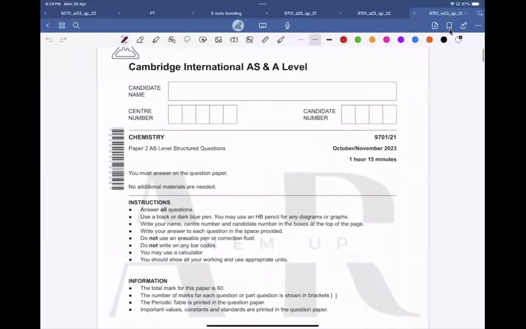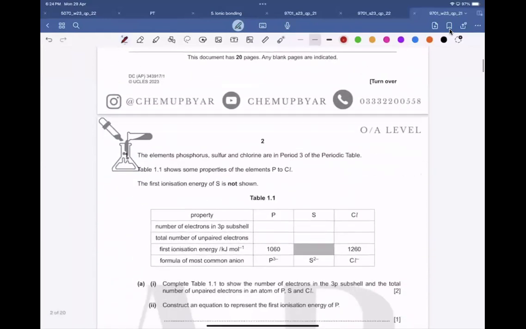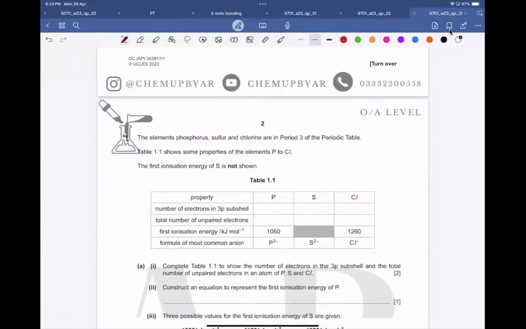Today we are going to start October-November 2023 paper 2-1. Now start from question number 1. The elements phosphorus, sulfur, and chlorine are in period 3 of the periodic table. Table 1.1 shows some properties of the elements phosphorus to chlorine. The first ionization energy of sulfur is not shown.